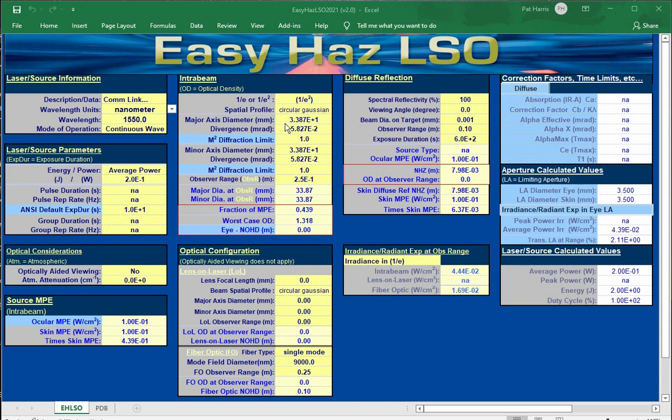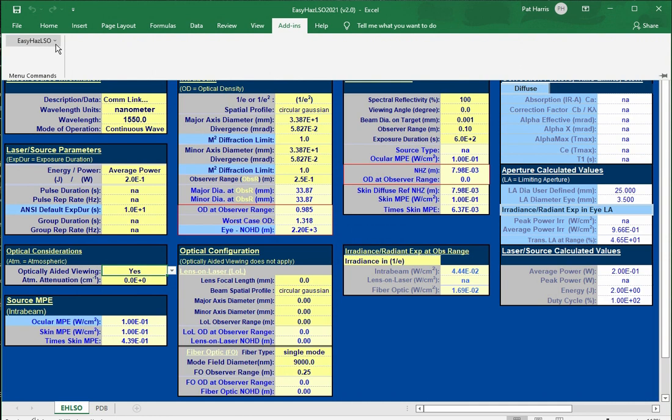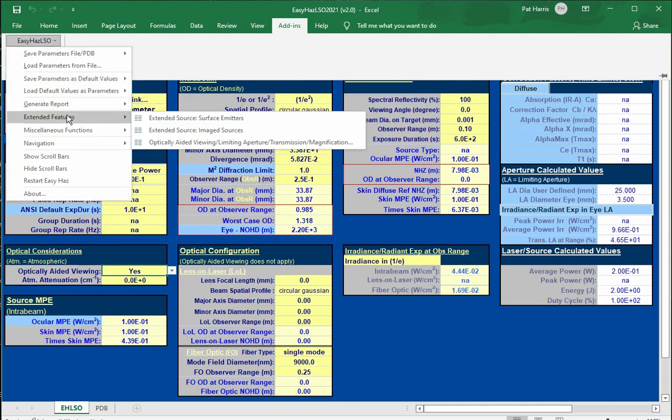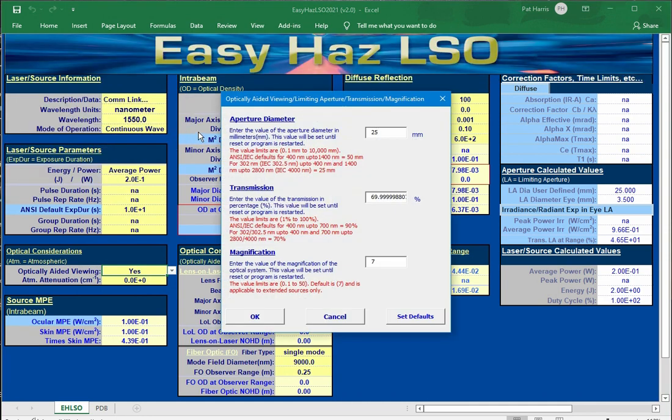Well, let's quickly check that out because we can do that. Let's turn on optically aided viewing, okay, and we'll come and look at our extended features. We'll go here. We will say, well, we want 50.8. We're going to change this. Well, that should be 70. Look at that. Yeah, that's a little bit of variation in the math, right?